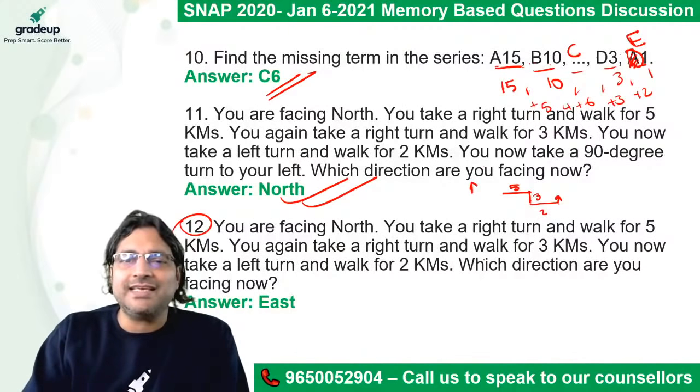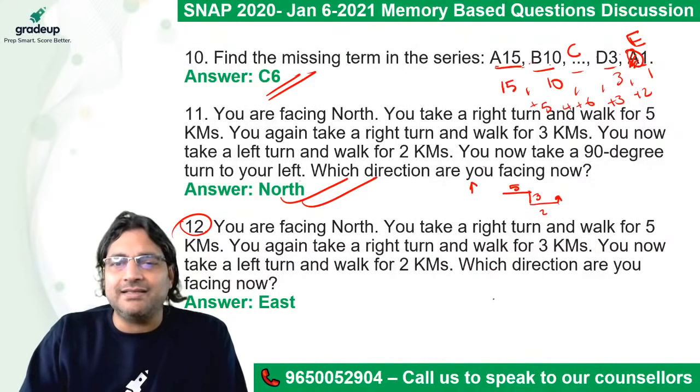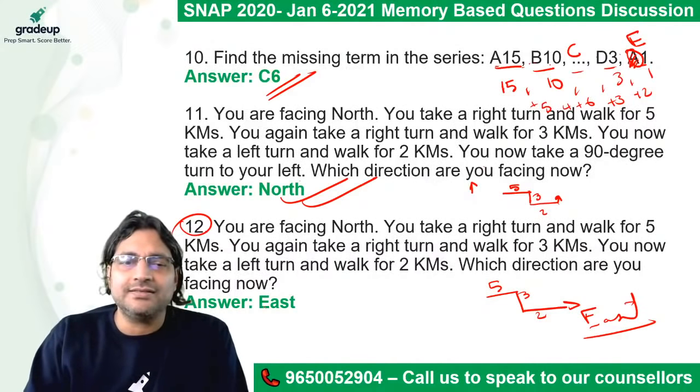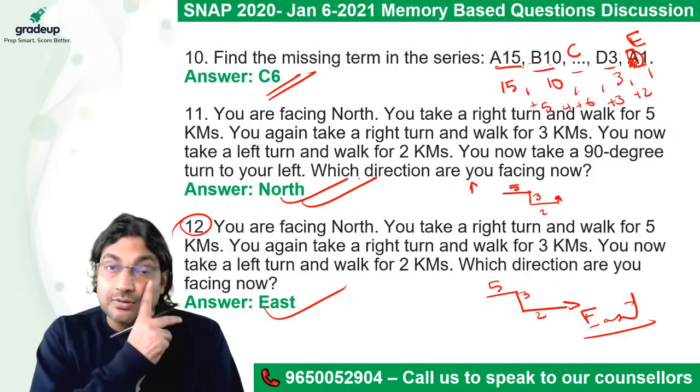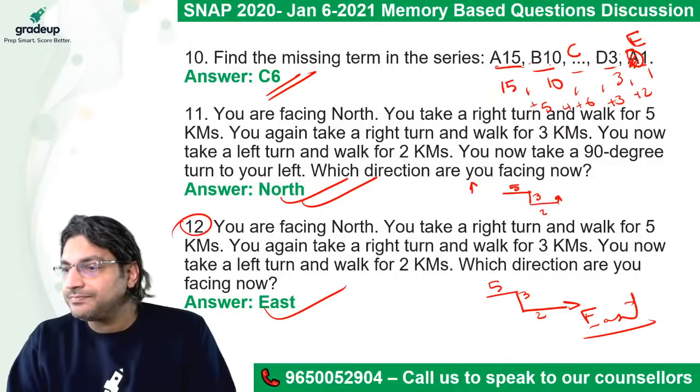In question number 12, they changed just one thing. Everything is there except you taking a 90-degree turn. So it would be like this: 5, 3, 5, 3, 2. So you are certainly facing the east direction. Okay, so here the answer is east. Any doubt, anyone?